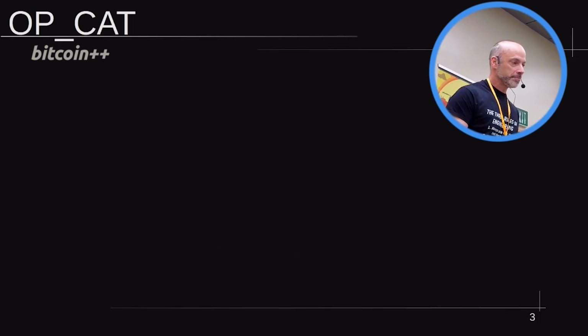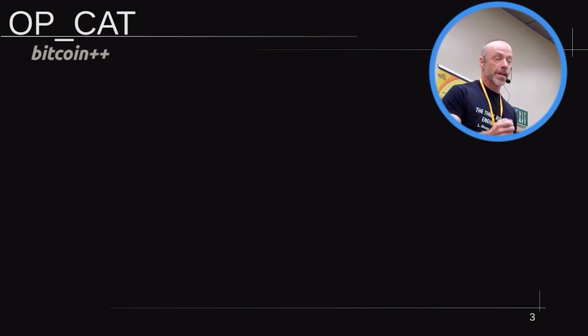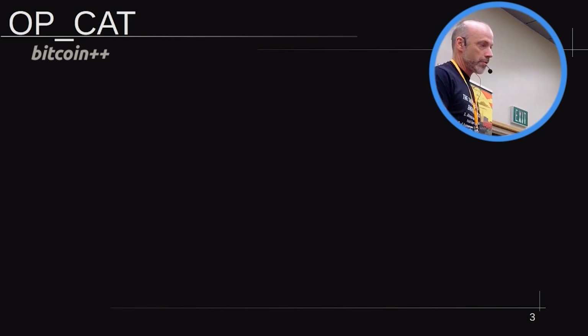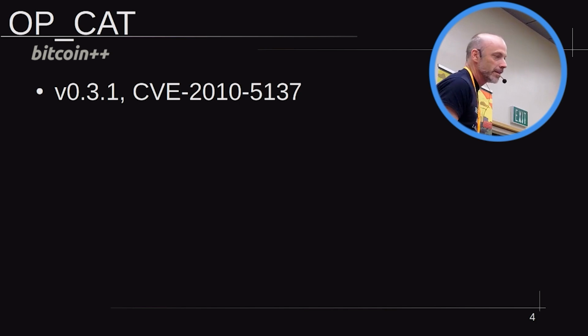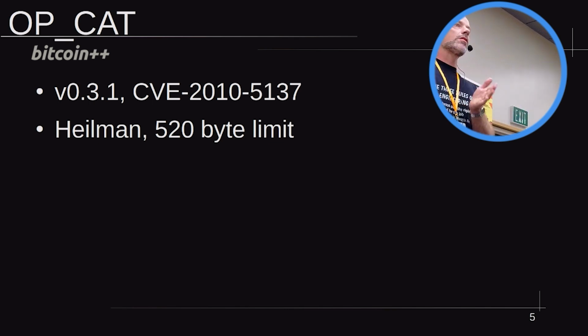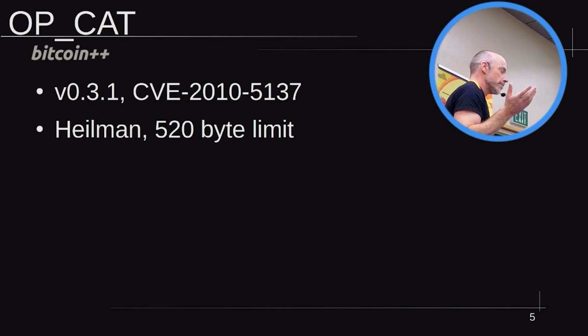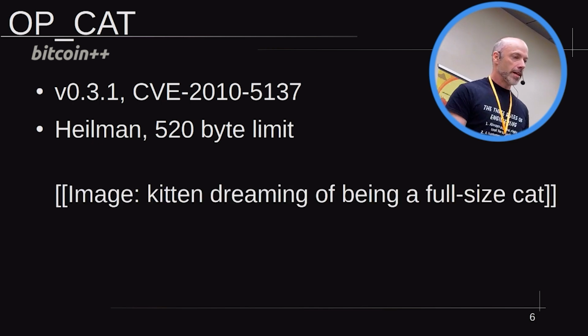So let's begin. One of the original Bitcoin opcodes, OP_CAT, was disabled in version 0.3.1 in 2010. There's the CVE number. It's recently been reproposed by many people, including Ethan Heilman, but with a 520 byte restriction. Now this makes sense because you're not allowed to start with any stack elements greater than 520 bytes. So if you cut OP_CAT so it can't produce them, you're consistent, but it does feel limiting, right?